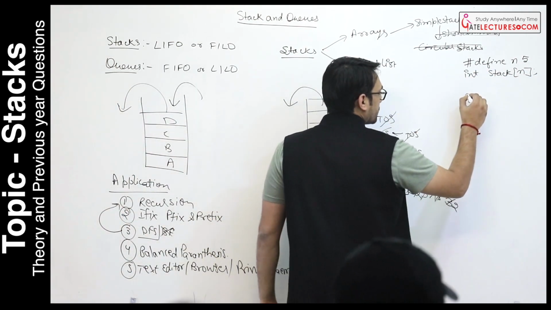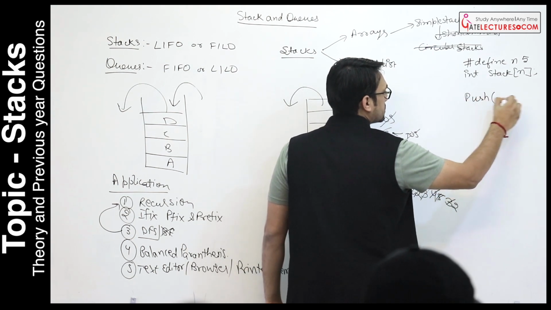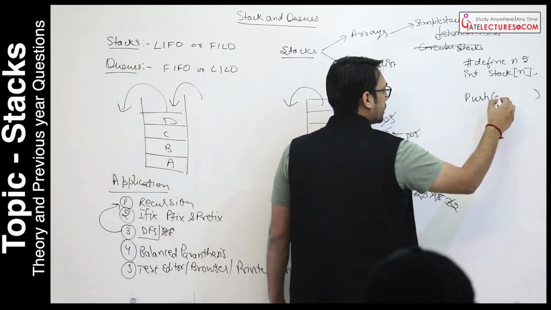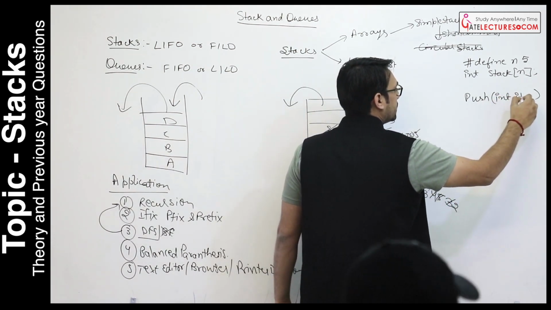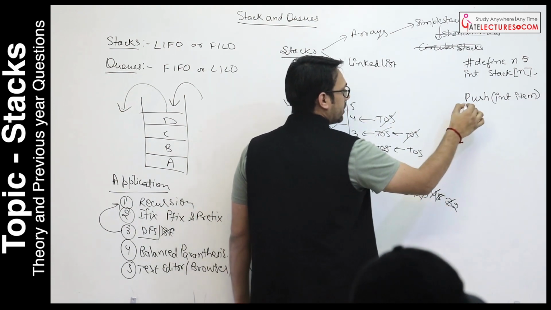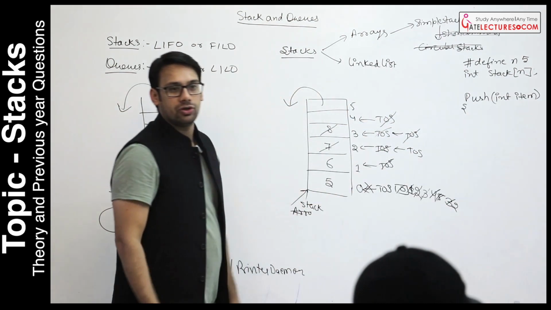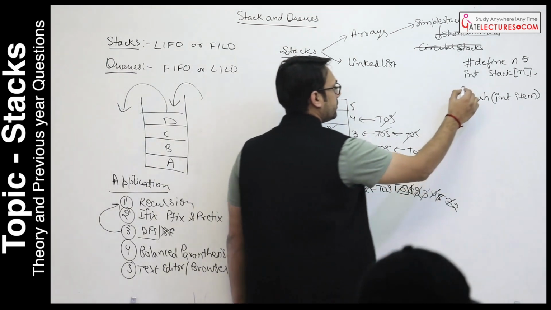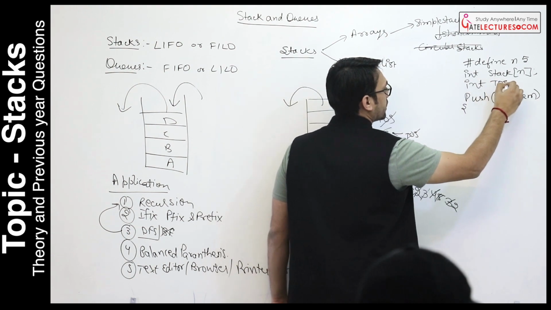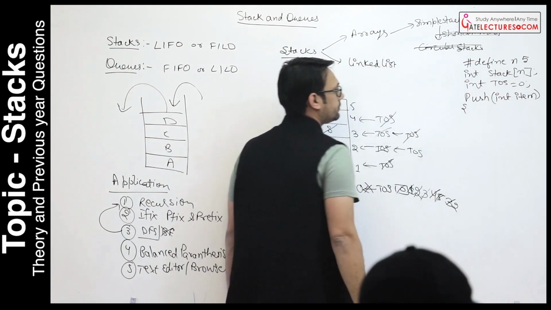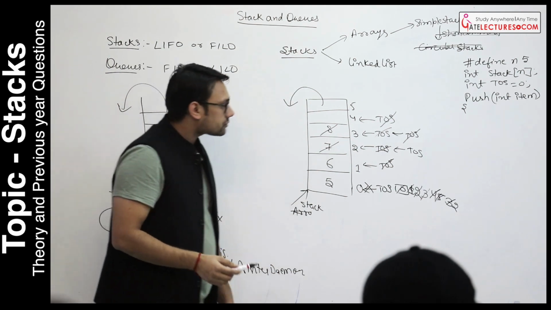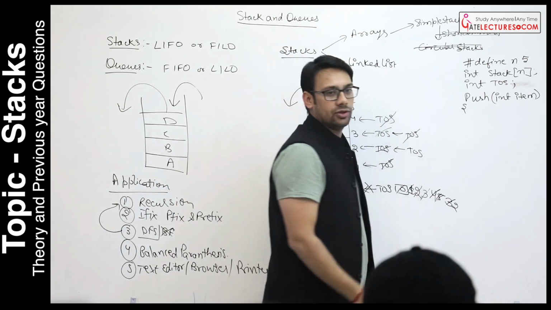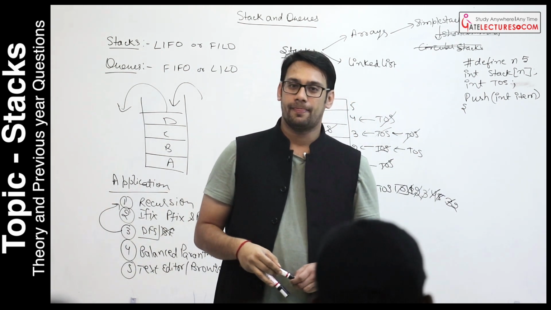If you want to do a push operation, push means you are inserting something inside the stack. For that you have to give the item. So I can say integer item that you want to push, and then you have to see if the stack is already full or not. For that we are going to use top of stack. So I'm going to take integer top of stack equal to 0, correct? Now tell me, if I write only integer top of stack, what is the default value of that?